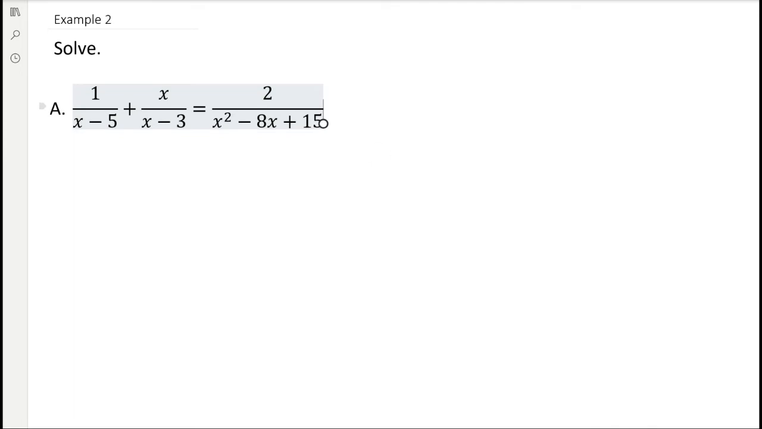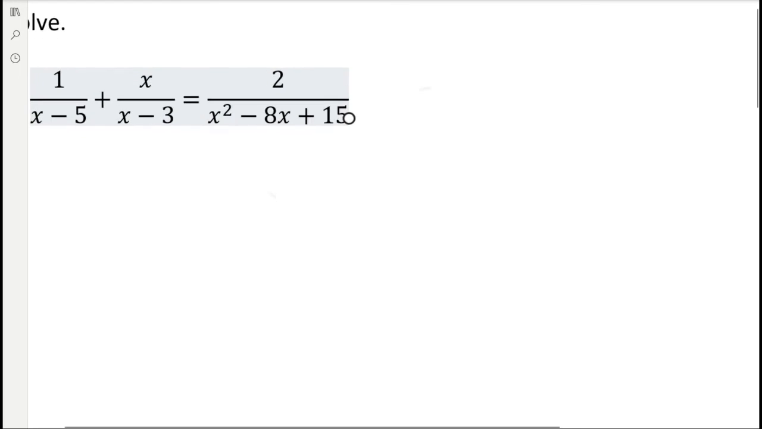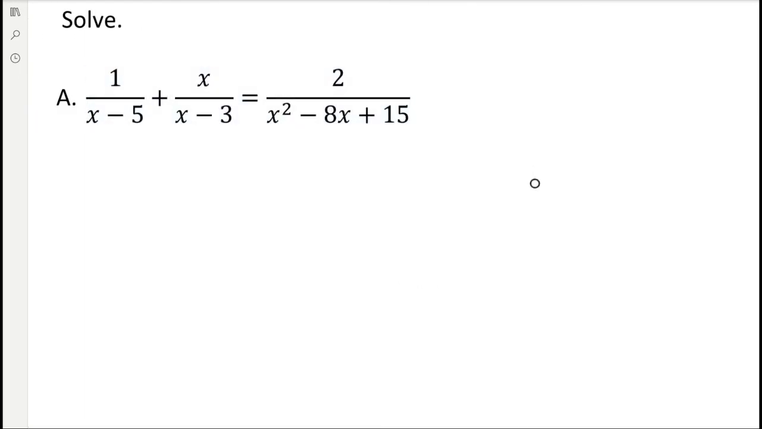Alright, so now we're going to solve something that's a little bit more complicated in the sense that we can't skip step 2. So we won't be able to skip step 2 in this problem because we're adding on that side. So let's go ahead and get started. So for step 1, we're going to have to find the least common denominator here.